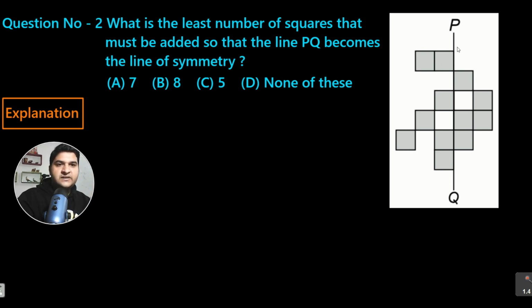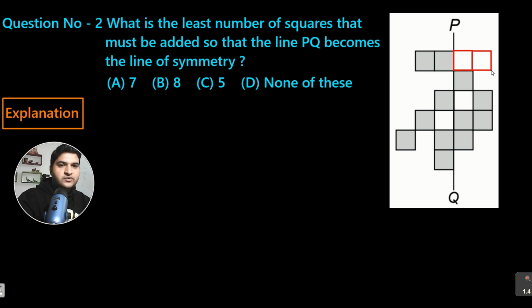So the whole thing is we have to create this PQ as a symmetrical line, and how we can do it? We have to simply add some more squares on both the sides so that the number of squares will be equal on both the sides. Okay, so let's start with this first row. So here you can see we have 2 squares, so there should be 2 more squares over here. So let's try to add them by drawing 2 more squares.